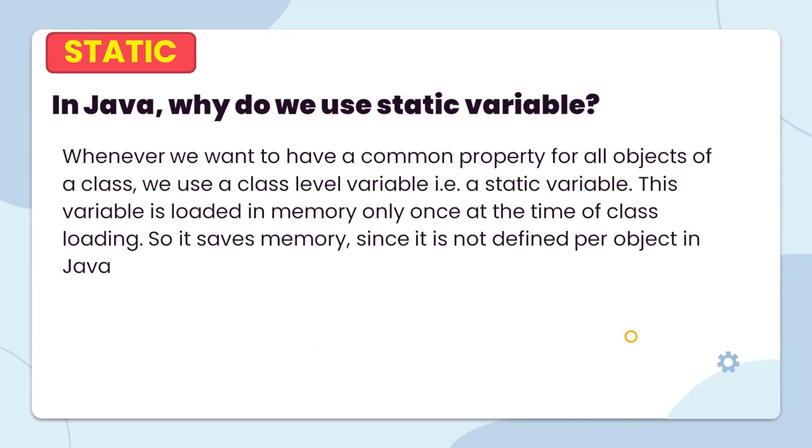So in Java, why do we use a static variable? Whenever we want to have a common property for all objects of a class, we use a class level variable. If we have a common property, that is a static variable. This variable is loaded in memory only once, at the time of class loading. So it saves memory since it is not defined for each object in Java. What is my point? What is the meaning of this line?